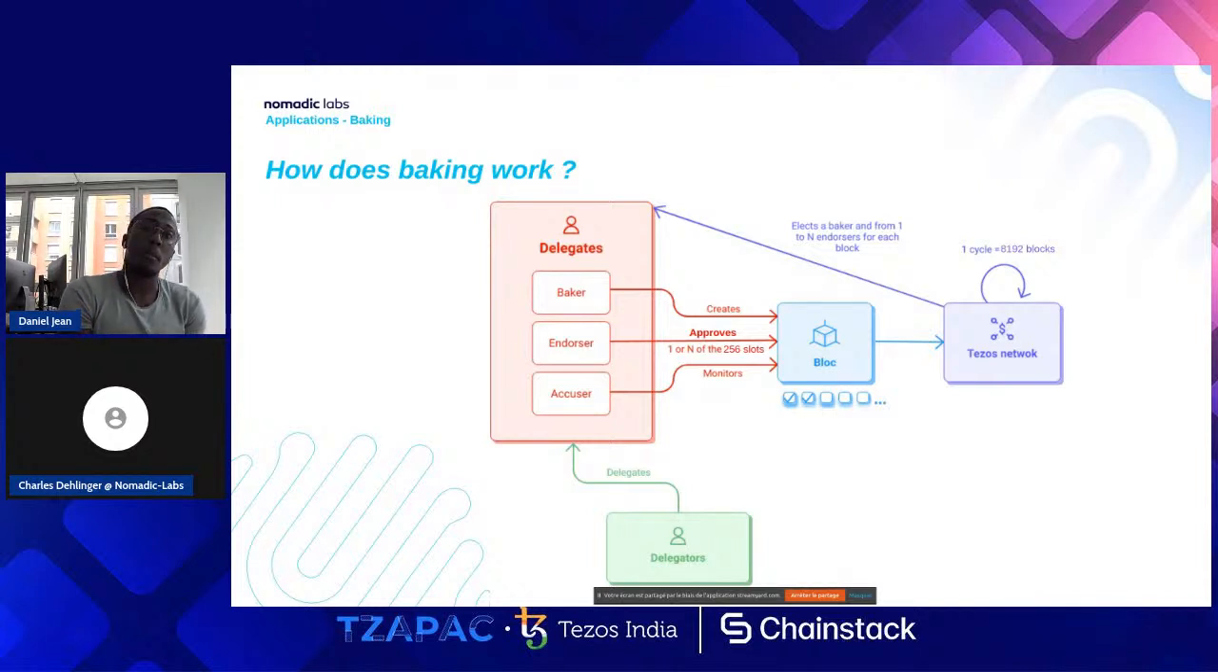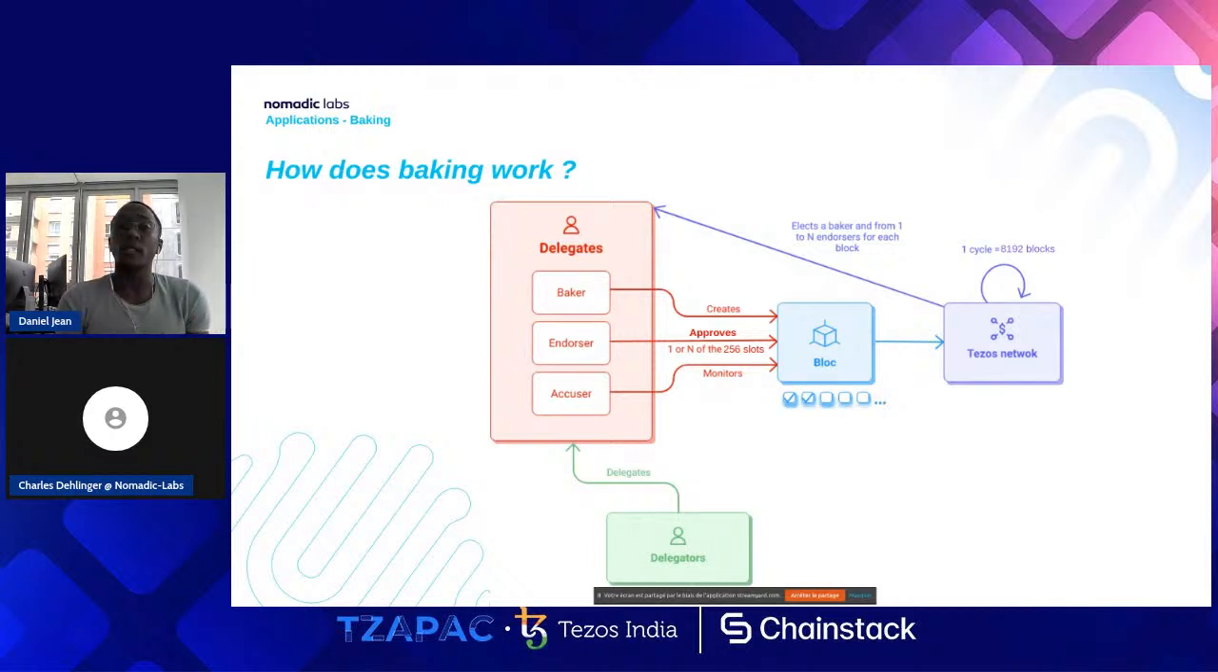What is double baking or double endorsing? It is when a baker wants to create the same block at the same height of the chain and at the same time twice. So to prevent it, we have the accuser, which is running on each delegate's setup to prevent this bad action.